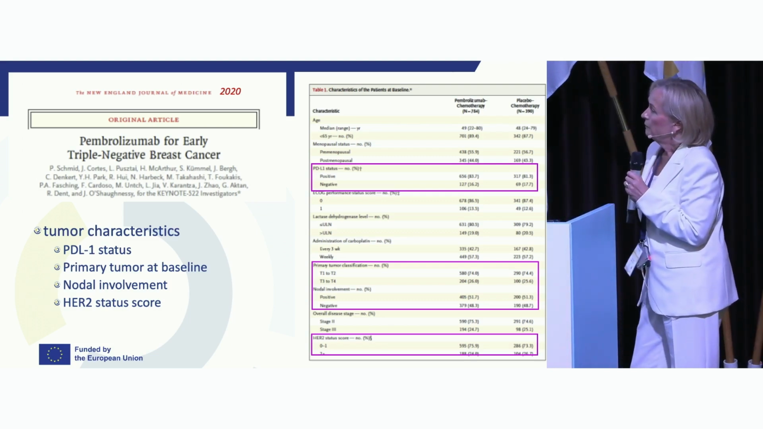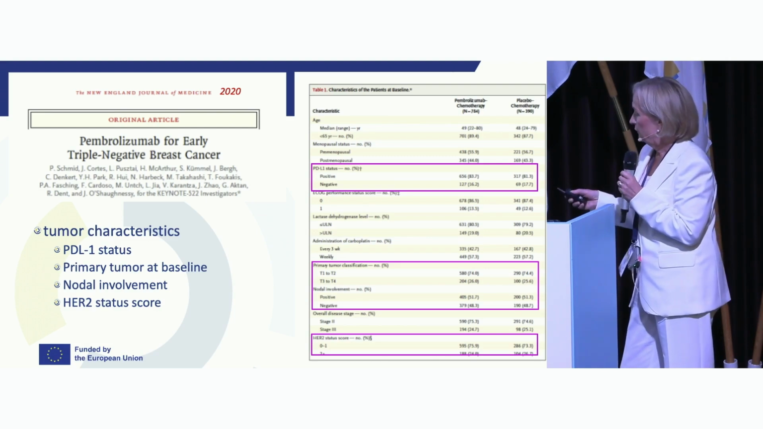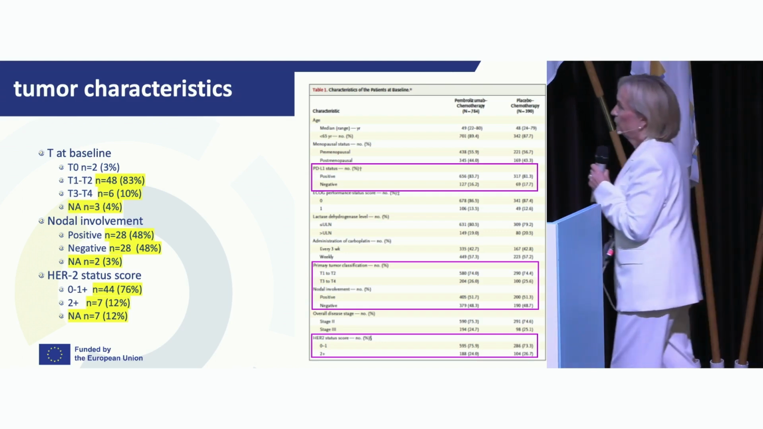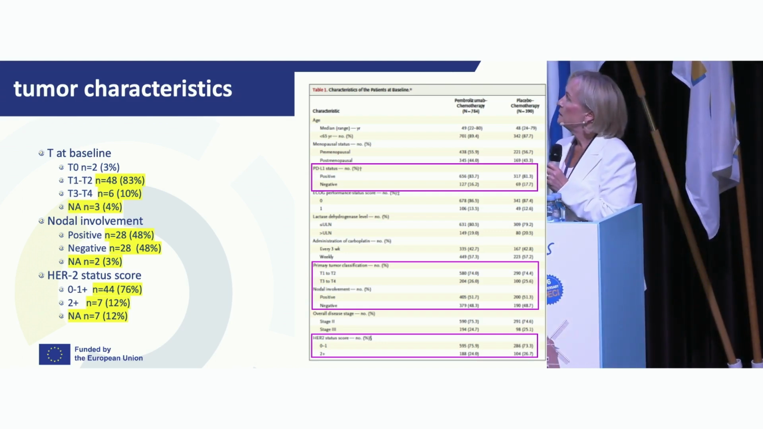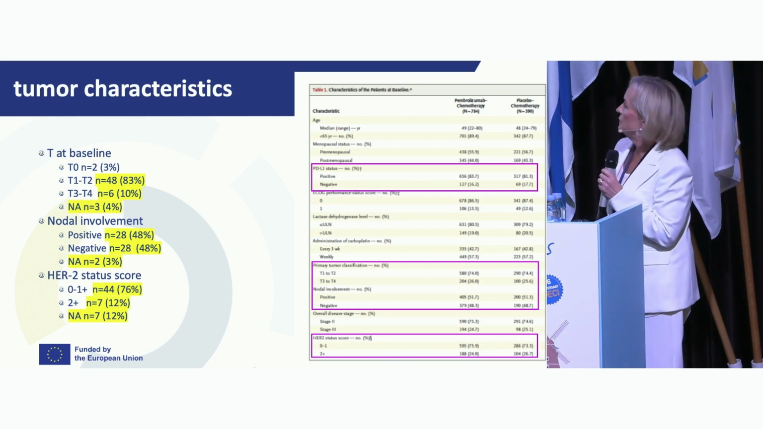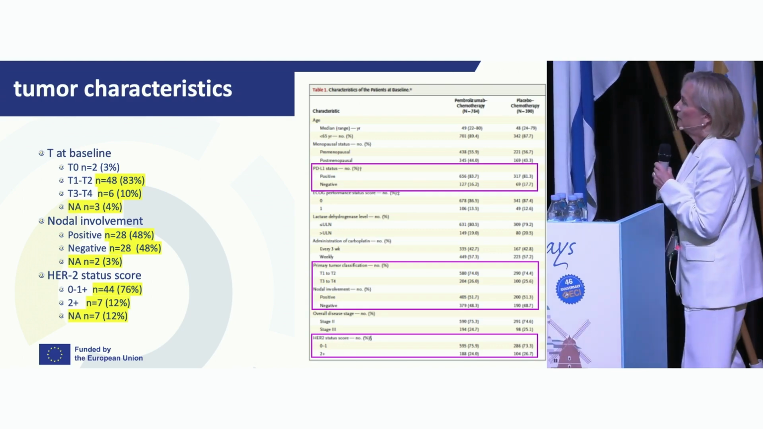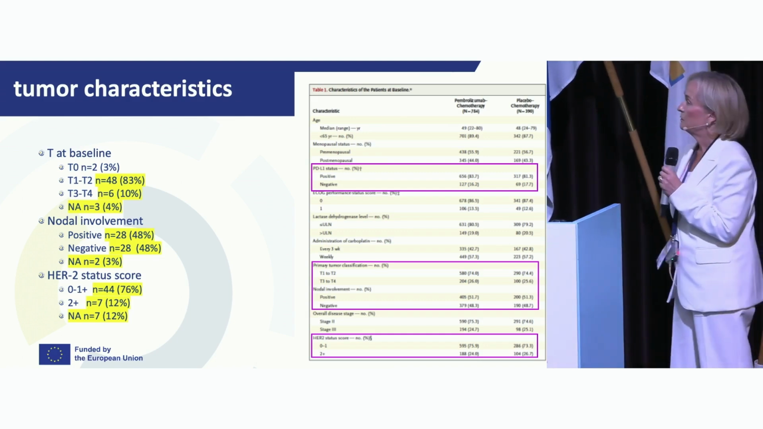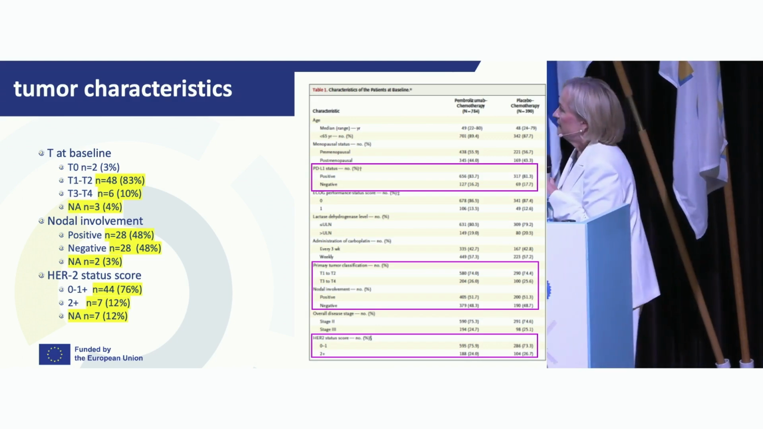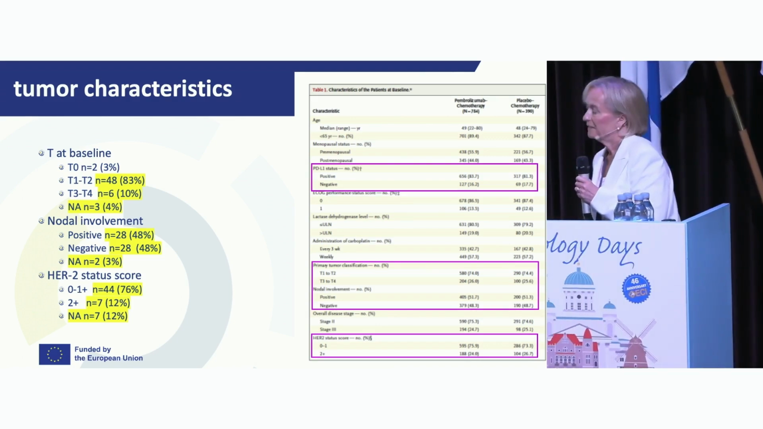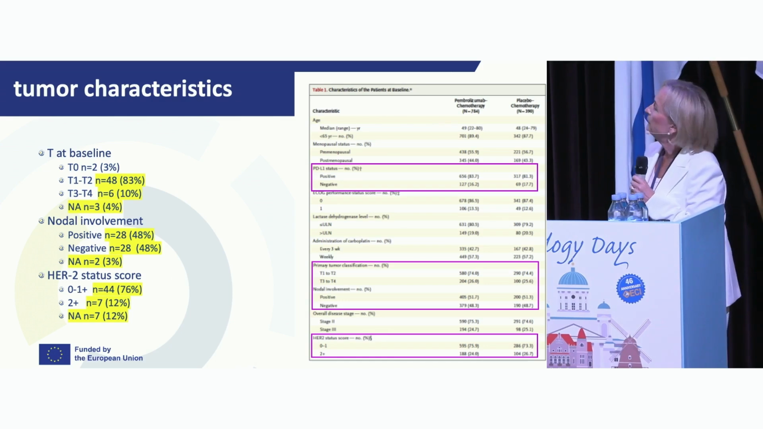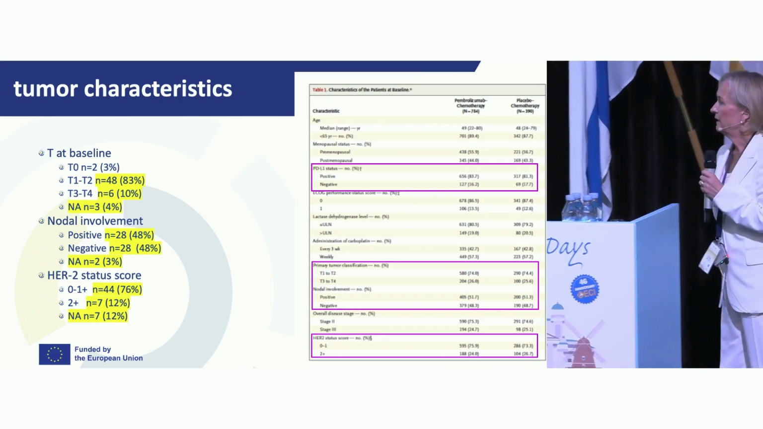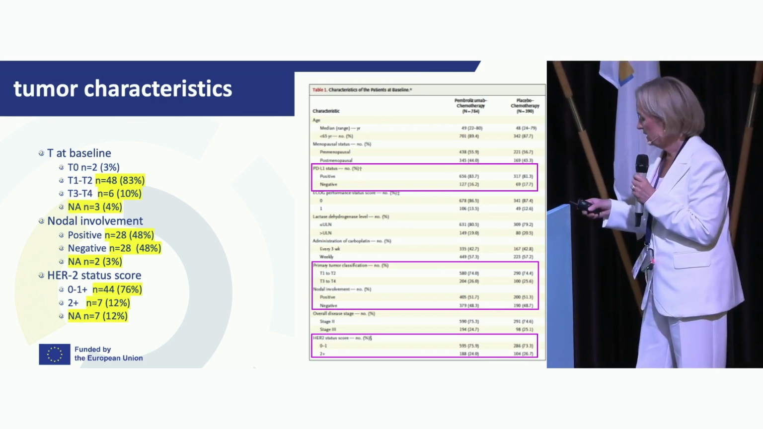And about the primary tumor, nodal involvement and HER2 status, here are our results. As a matter of fact, we had a little bit smaller tumors. We had T1 to T2 tumors in 83% of the cases, and in the publication it was 74%. So the numbers are a little bit higher in our patient population. But the nodal involvement and the HER2 status score were very similar.